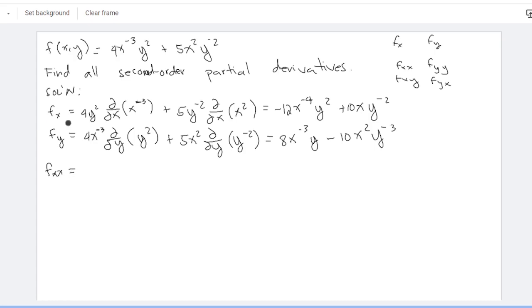Okay, so now that we have fx and fy, we can look for fxx. I will take the partial derivative with respect to x of fx. So negative 12y squared times the partial derivative with respect to x of x to the negative 4, plus 10y to the negative 2 times the partial derivative with respect to x of x. This will become negative 4 times negative 12, positive 48, and then x to the negative 4 minus 1, negative 5.